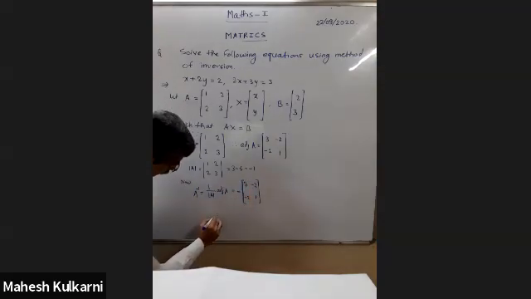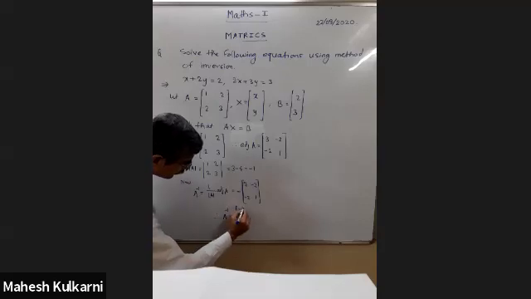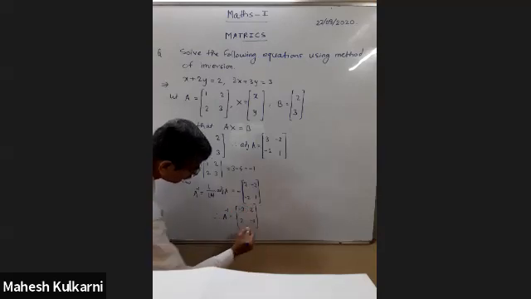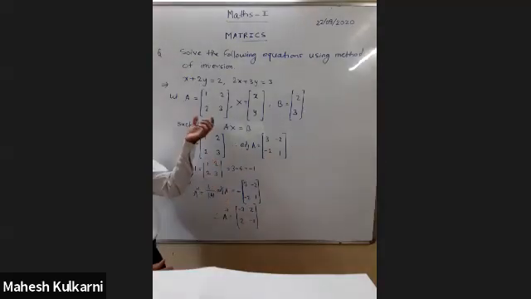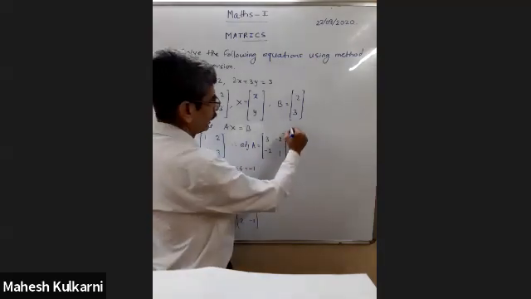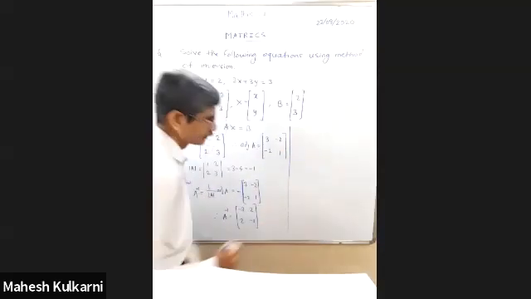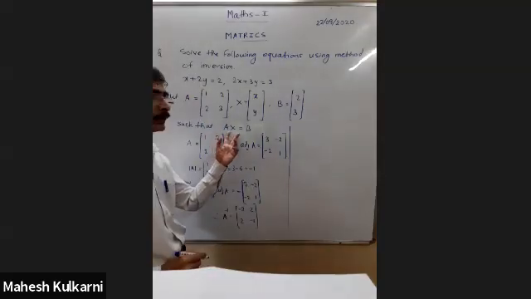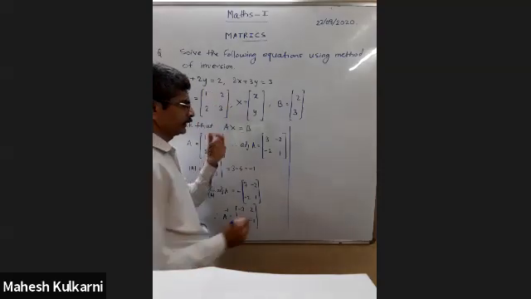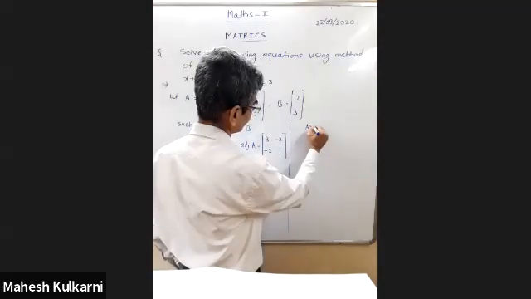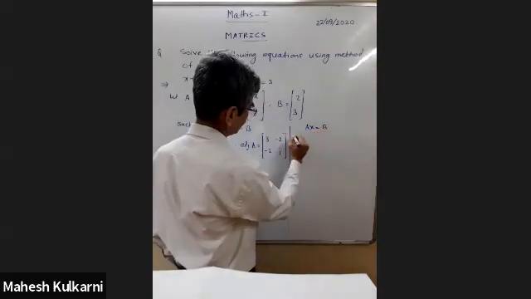And therefore A inverse is minus 3, 2, 2, minus 1. So this matrix is the inverse of the matrix A, that is, the matrix of the coefficients. Now see the equation. This is the matrix equation equivalent to the given system of simultaneous equations: A into X equal to B.